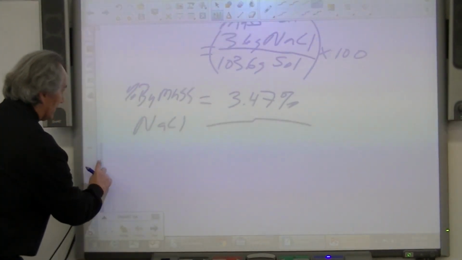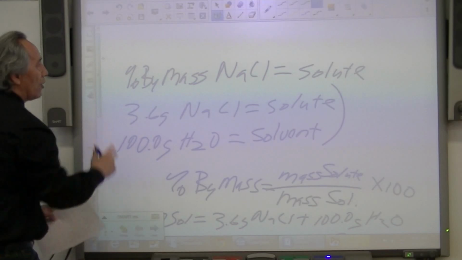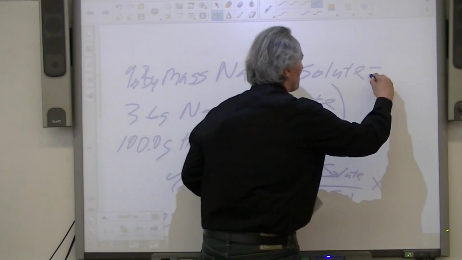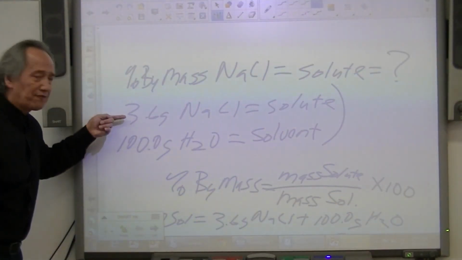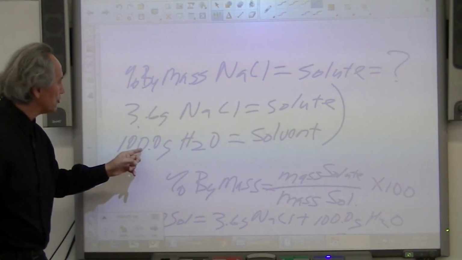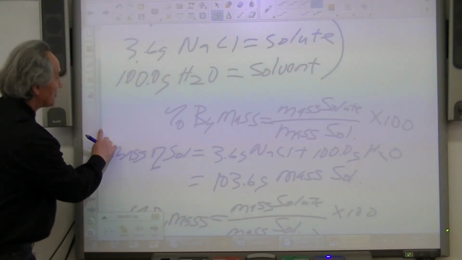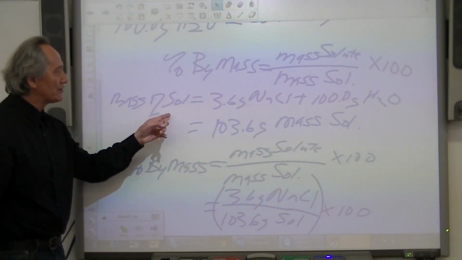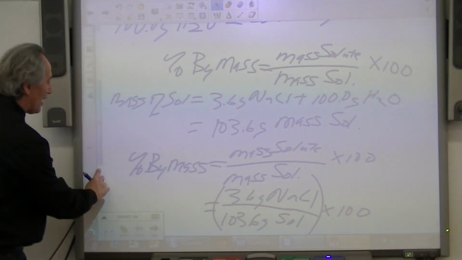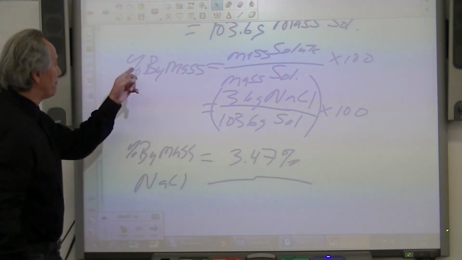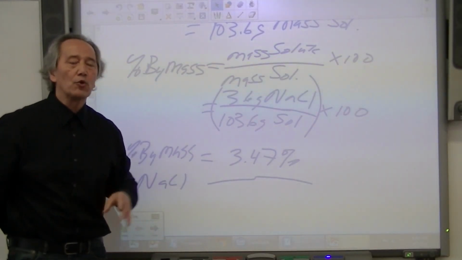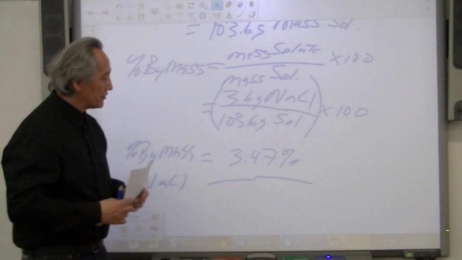Let's go through this rather quickly, okay? First of all, we identified what we are looking for: percent by mass. This was my unknown. We wrote the information that was given to us, which was the solute, 3.6 grams, and the solvent, 100 grams of water. We also needed the mass of solution, so we calculated it as the total, 3.6 plus 100, which gives us 103.6. We identified the expression for percent by mass, plugged in our data, multiplied by 100, and resolved to a solution of 3.47% of the sodium chloride.